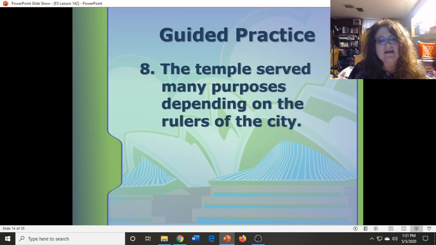All right, number 8. The temple served many purposes depending on the rulers of the city. On the rulers of the city.